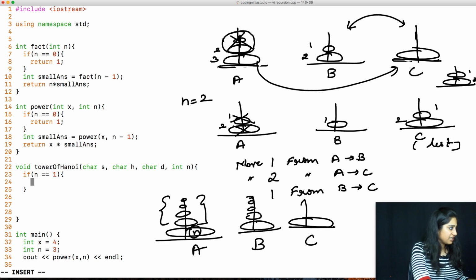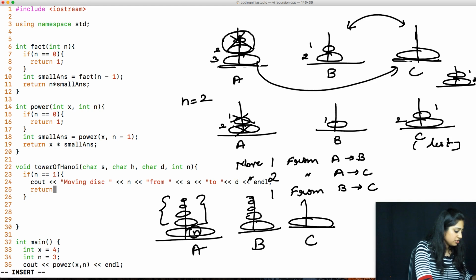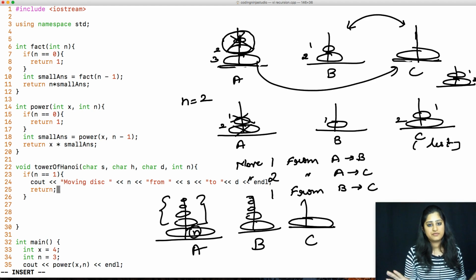So, if that is the case, I should just print moving disk n from source to destination. We have source in character S, to we have destination in D, and that is it, and I should return because I am done with it. For n equal to 1, I do not have to do anything else.